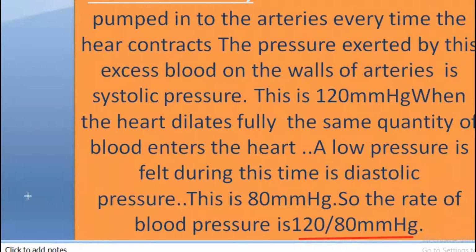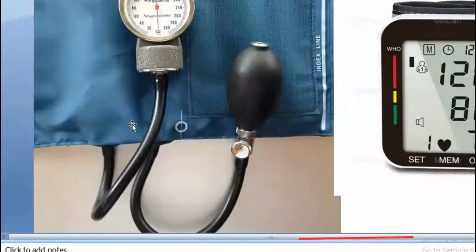Do you know the apparatus which is used to measure blood pressure? Yes, that is the sphygmomanometer. Nowadays, a digital BP apparatus is also used.